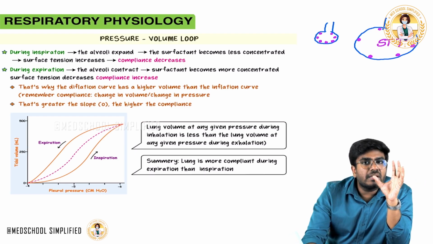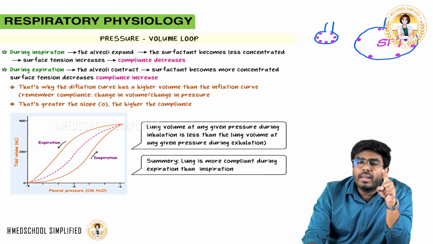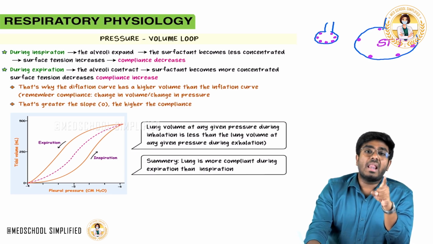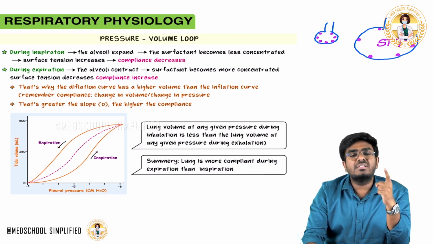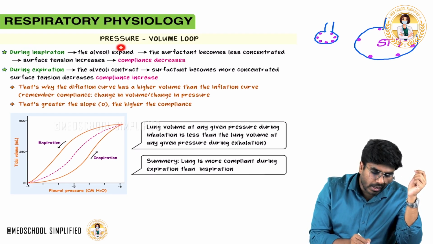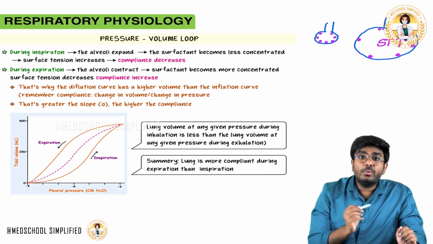Now when surface tension increases, what happens to the compliance? Surface tension and compliance are opposite to each other. When surface tension increases, the collapsing forces increase. So what happens to the stretchability of the lung, or the compliance? Compliance of lung decreases. So during inspiration, lung compliance becomes lower due to increased surface tension. Please concentrate here: during inspiration the alveoli are expanding. Now let's see what happens during expiration.